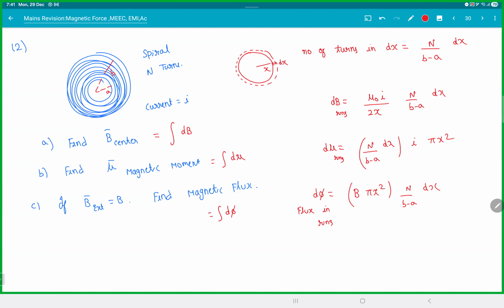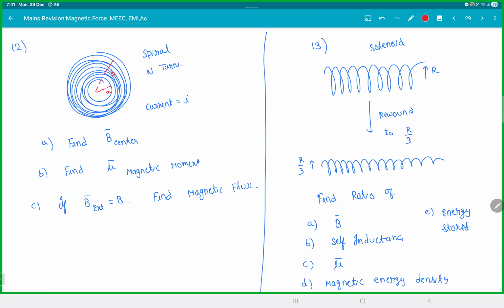Limits will go from where to where? A to B. All clear with this? That's how you do spiral curvations. Main thing, get the number of turns and finish off from there.